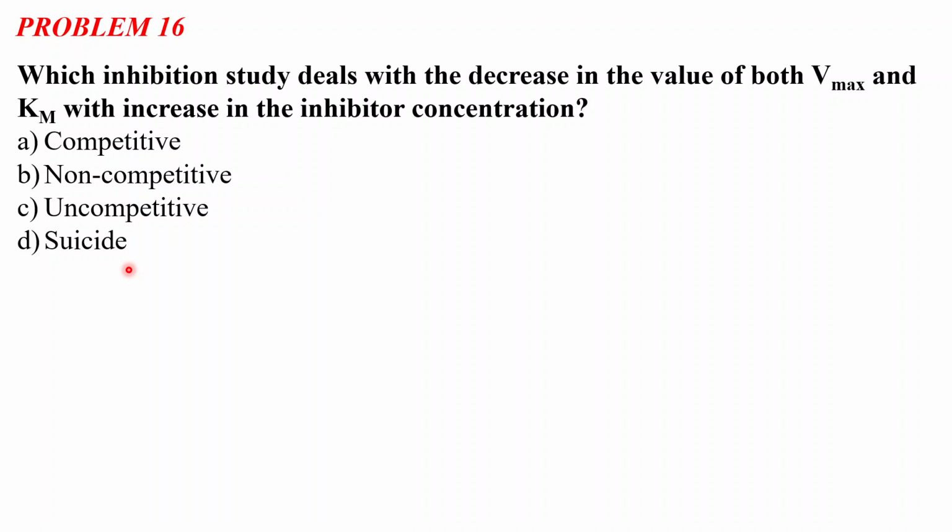Which inhibition deals with the decrease of both the values of Vmax and Km with increasing inhibitor concentration? We have to consider the Lineweaver-Burk plots of the particular inhibitions in this question. Take some time, think a bit, and then answer the question.